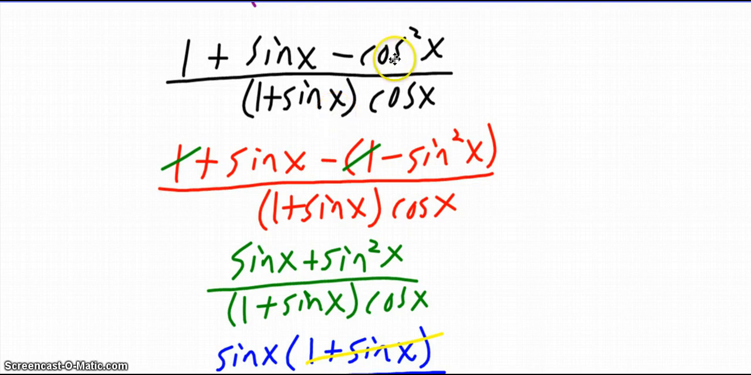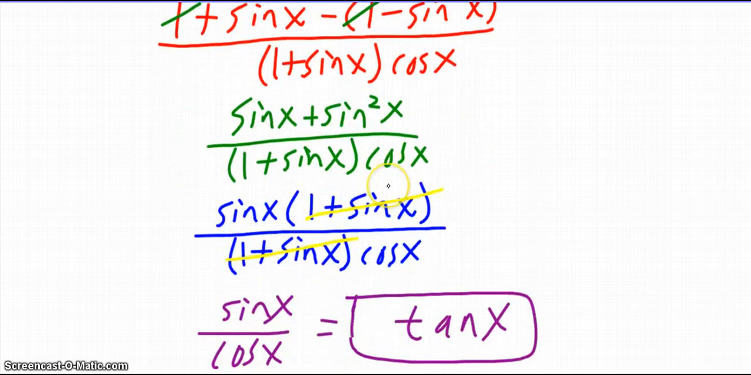So now I changed cosine squared into 1 minus sine squared using my Pythagorean identity. If I distribute this negative, I notice that the 1's are going to cancel and the numerator is going to be left with sine plus sine squared of x. Still over 1 plus sine of x times cosine of x. Now in the numerator I can factor out a sine of x. So I have sine of x times 1 plus sine of x all over 1 plus sine of x times cosine of x. The 1 plus sine of x's cancel, and I'm left with sine of x over cosine of x, which is tangent of x.